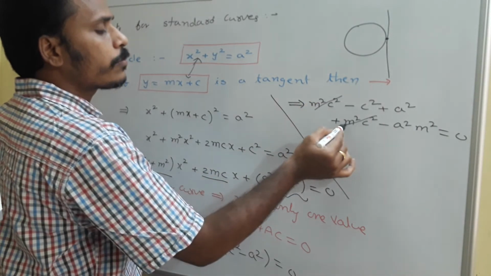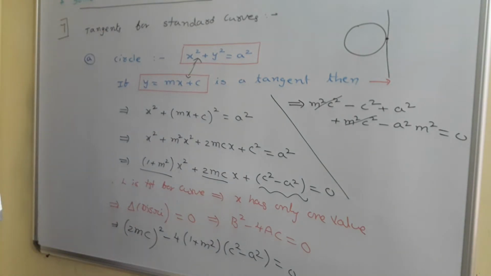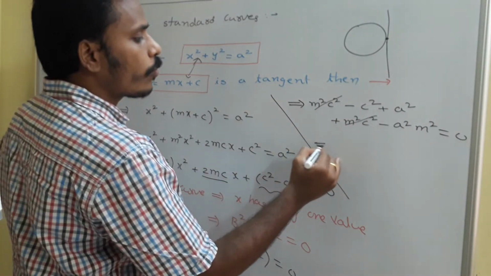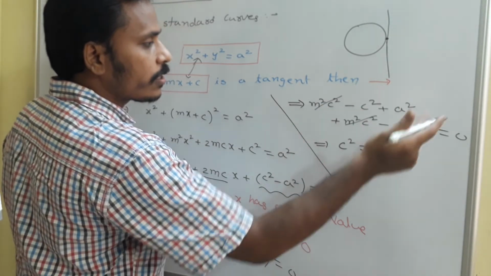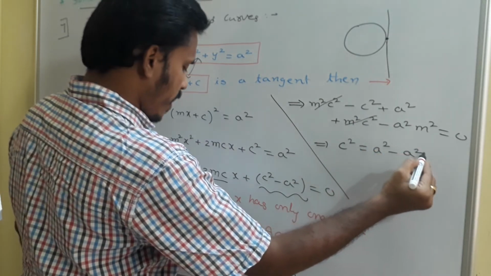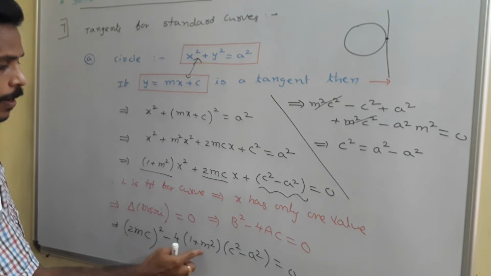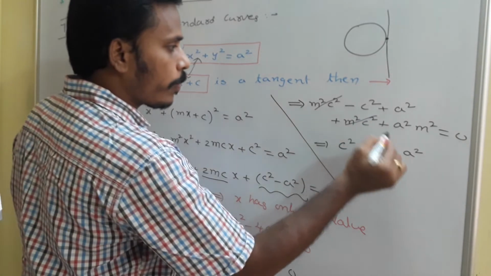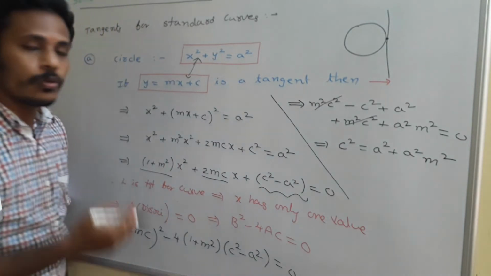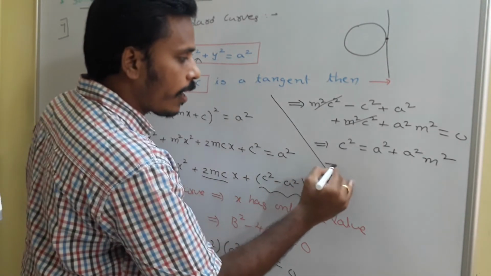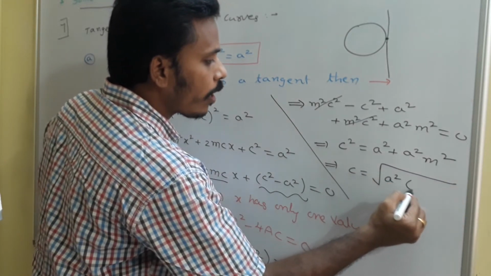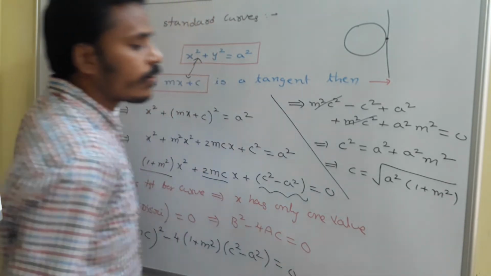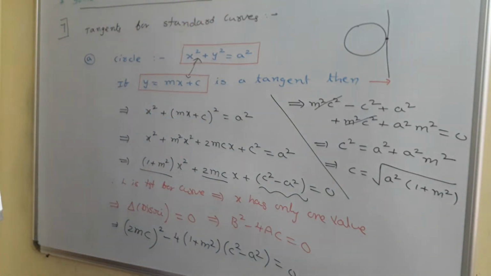This m square c square and m square c square get cancelled. Okay? Since they get cancelled, from there you will get that c square is equal to, taking c square to that side, a square minus a square, yeah, one more thing here, minus a square m square, and along with this minus it becomes plus a square m square. Okay, c square is equal to a square plus a square m square, and from there c is equal to square root of a square of 1 plus m square. Is it right? c is equal to square root of a square of 1 plus m square.